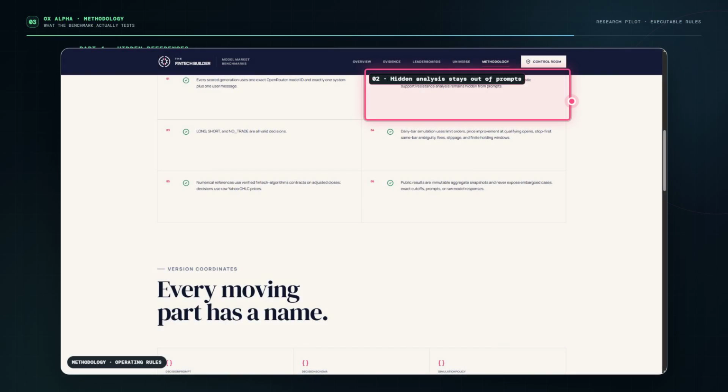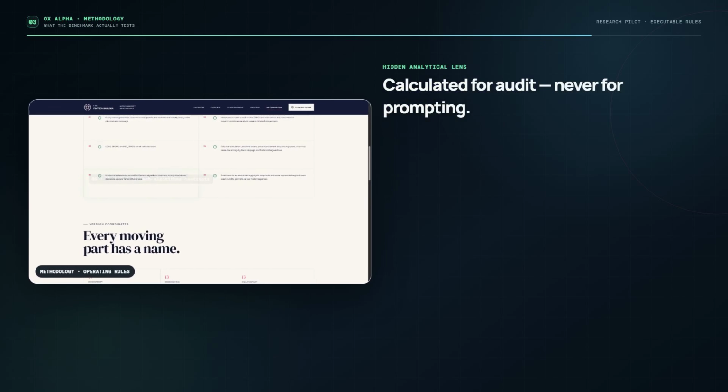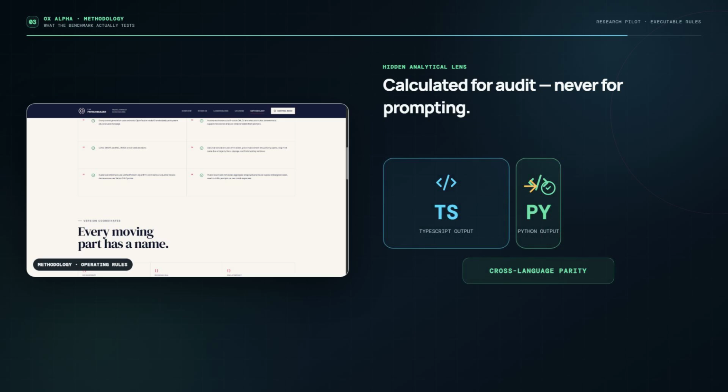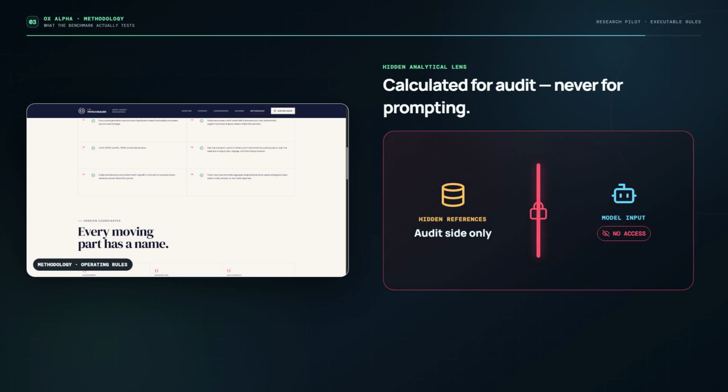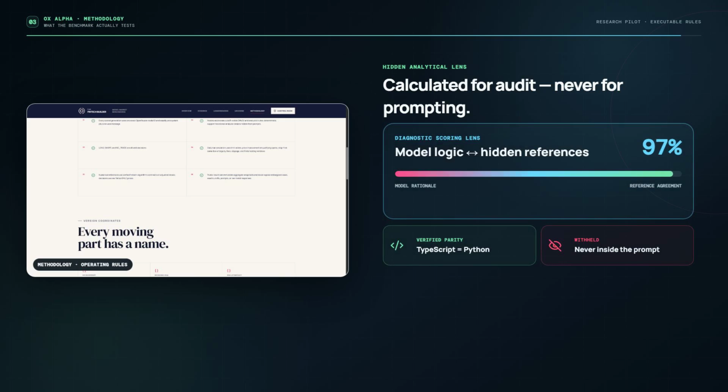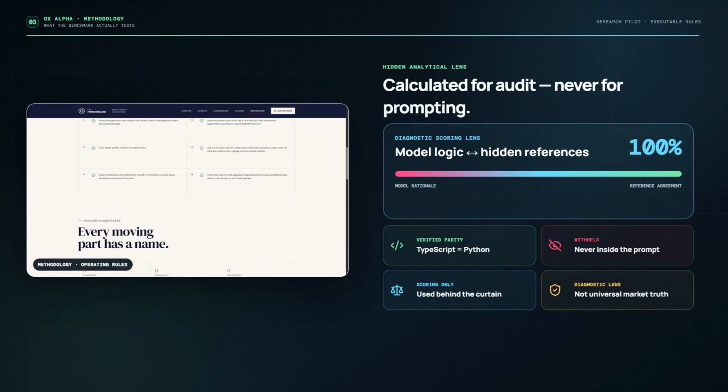Behind the scenes, our benchmark calculates hidden reference points using our algorithm library. Things like volatility, key pivot levels, support and resistance zones, and breakout retests. We double-check these algorithms across both TypeScript and Python code to guarantee the math is 100% consistent. The model never sees these reference points. We only use them behind the curtain as an objective scoring tool to see if the model's logic matches reality.